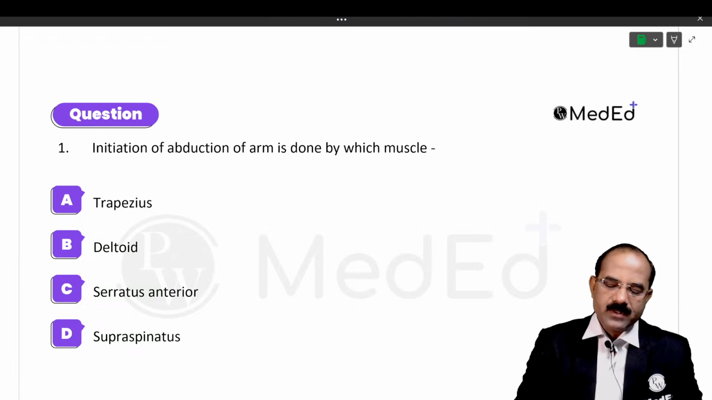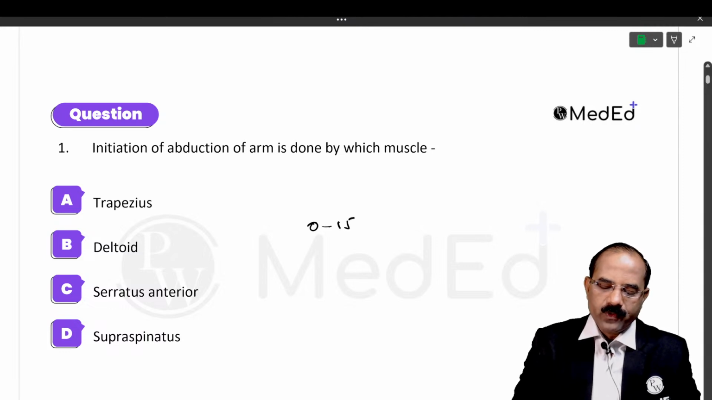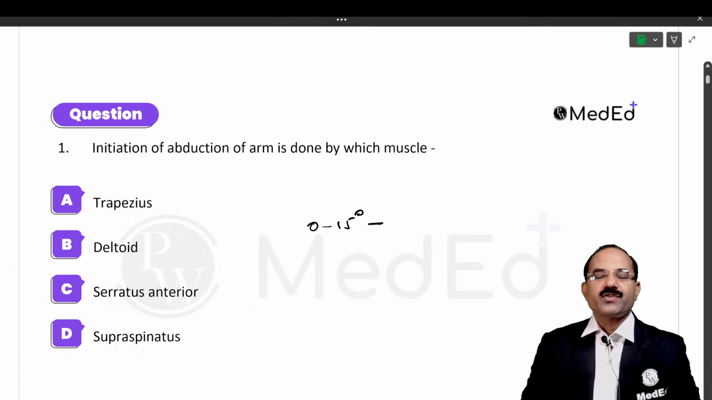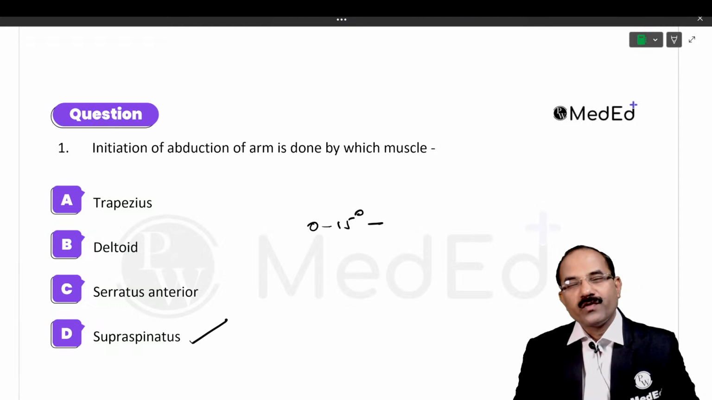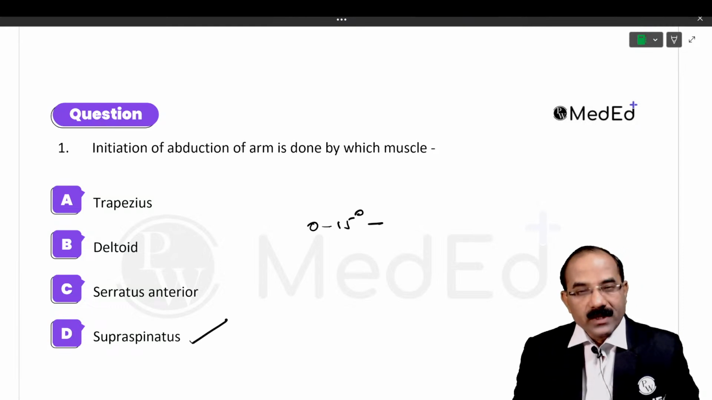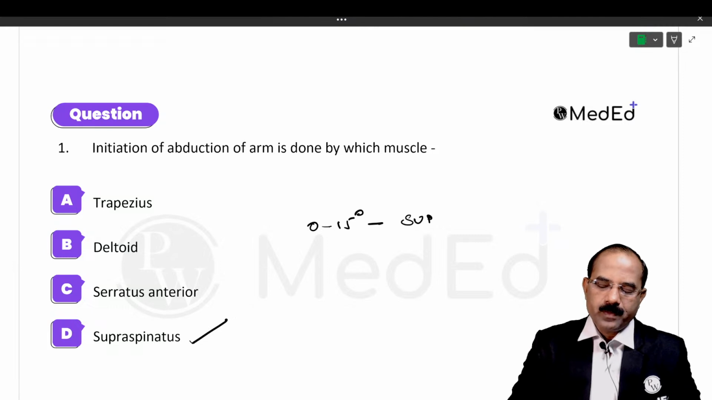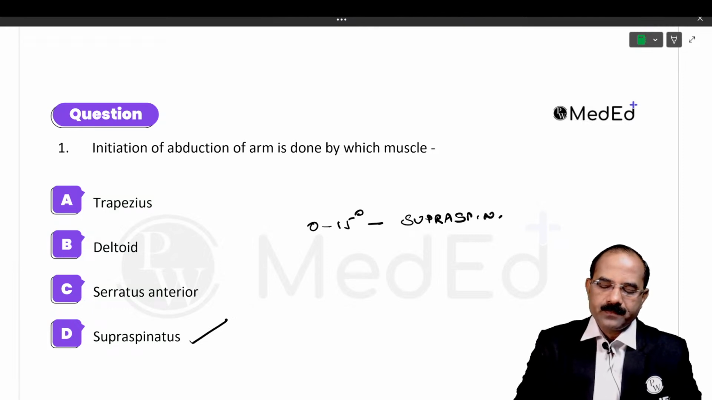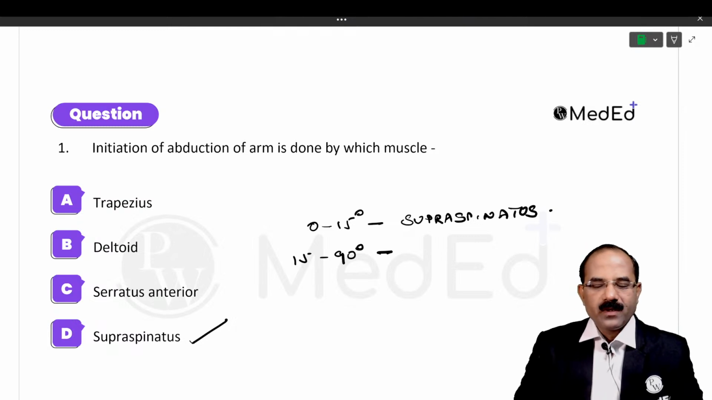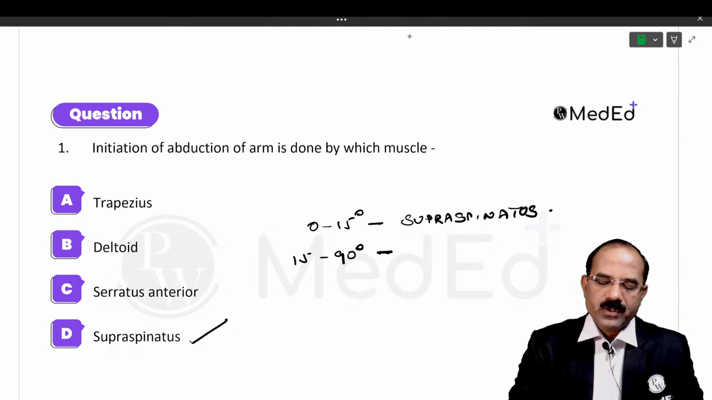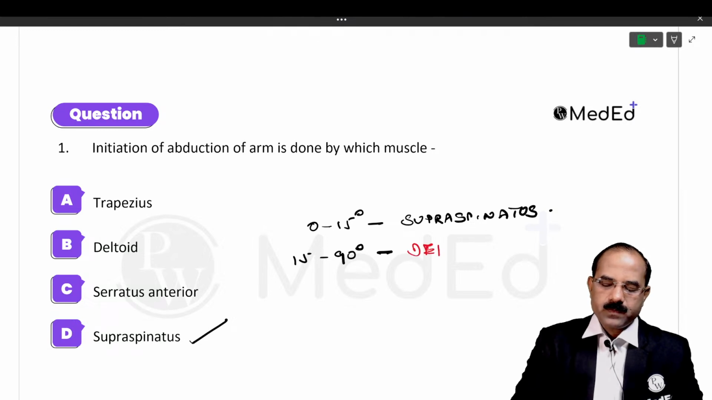Initiation of abduction, that is 0 to 15 degrees of abduction. This is done by the supraspinatus. Okay students, 15 to 90 degrees of abduction, who will do this? Answer this. 15 to 90 degrees of abduction is done by the deltoid.